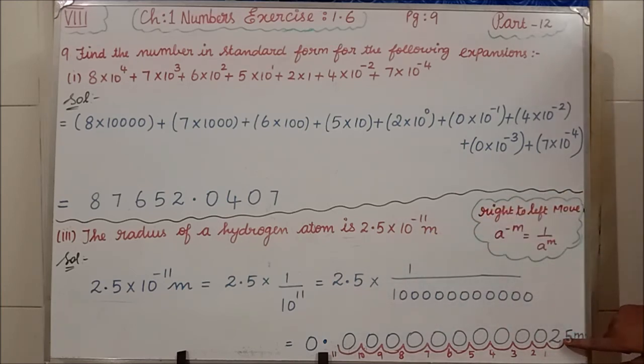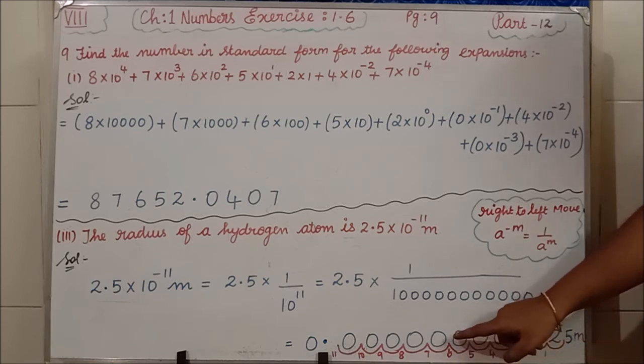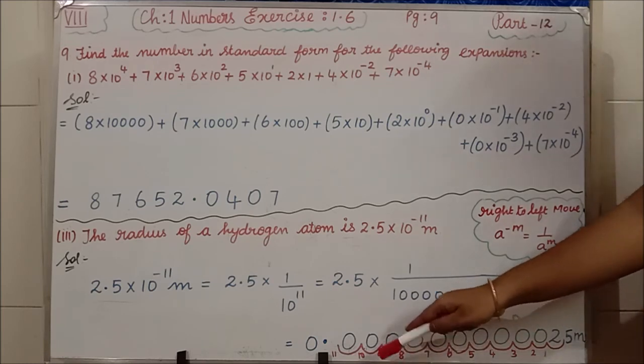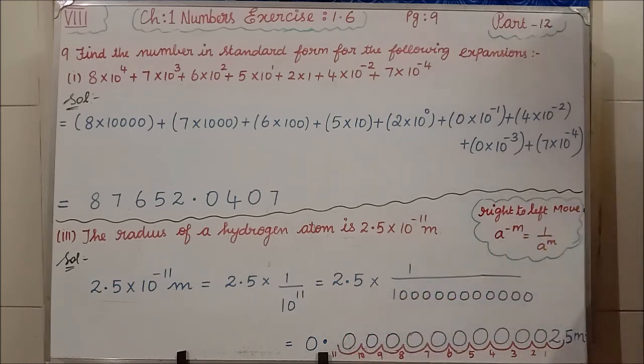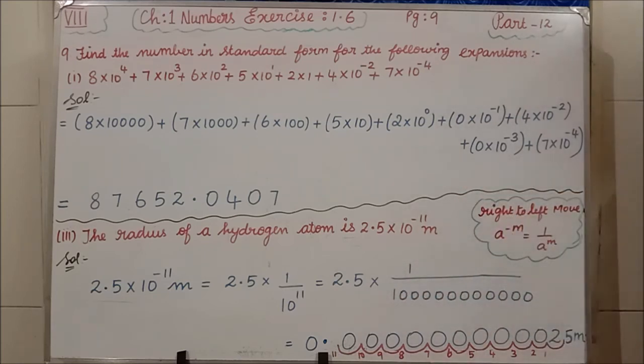Okay, already the decimal is here, 2 point. From here to here is 1 place I have moved. Then 2nd place, 3rd, 4th, 5th, 6th, 7th, 8th, 9th, 10th, 11th place. Before that we don't have any number, so in all those places you have to put 0.